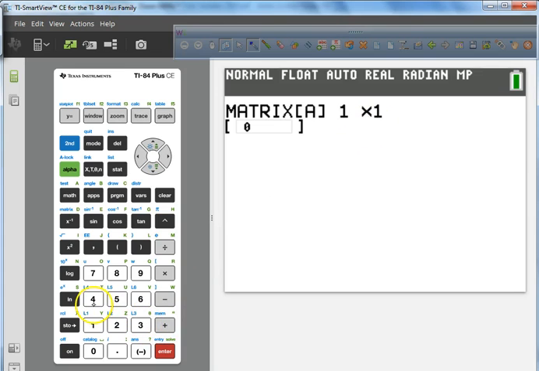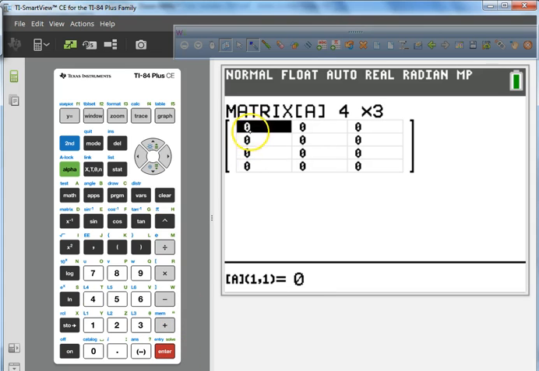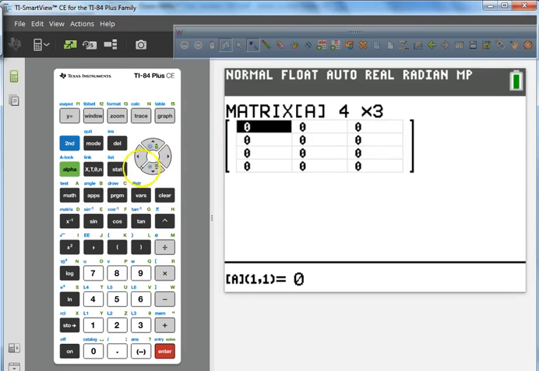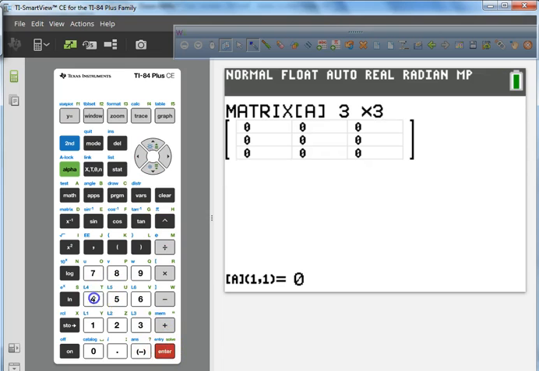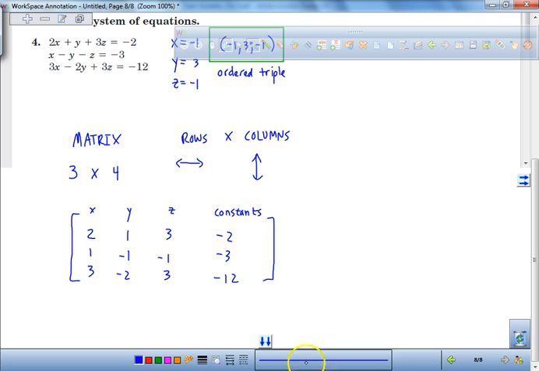Now, what happens if you mess up and you think it's a 4 by 3? Look what happens. Do you see how it gives you 4 rows and 3 columns? So it helps you kind of correct yourself. Wait a second, that's not a 4 by 3. I was supposed to build something else. What are you supposed to build? 3 by 4. Oh, there. Now it's a lot better.